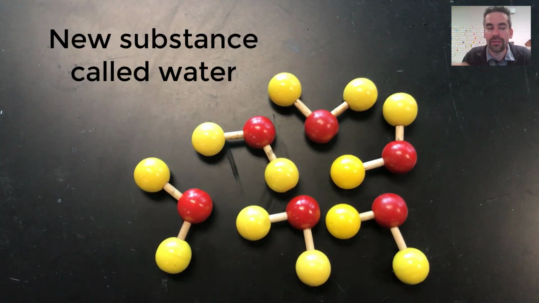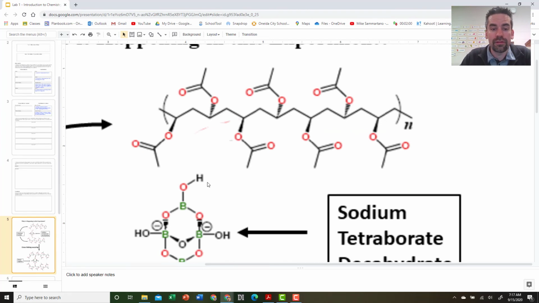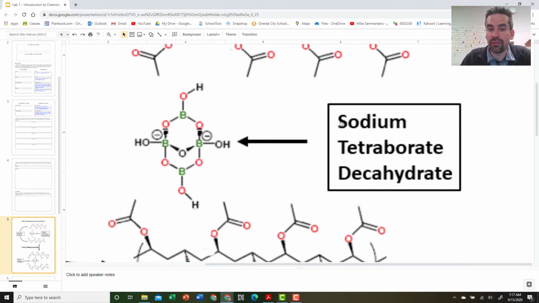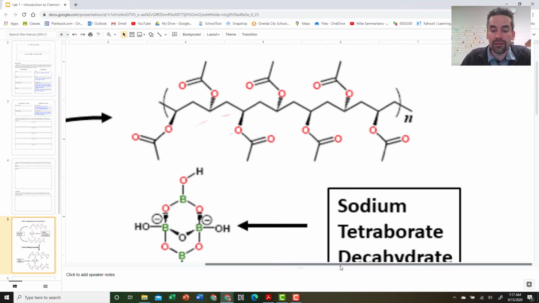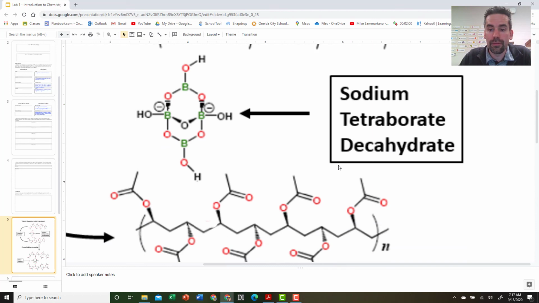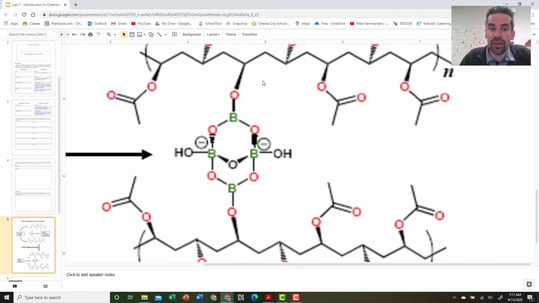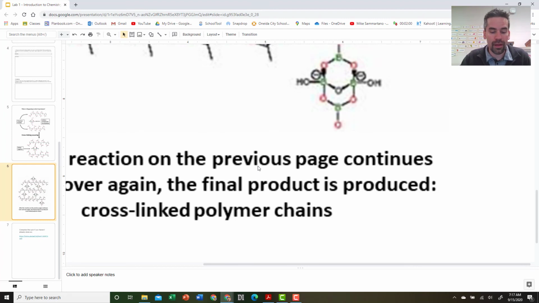It's a new substance. So if we go to page 5, we can see that we've got this substance. We've got two of these polyvinyl acetate molecules and the sodium tetraborate decahydrate molecule. And what's going to happen is a chemical bond is going to form between these three. Okay, the bond is occurring, and therefore that's a chemical reaction. And this happens millions and millions and millions of times, and we get the new substance.